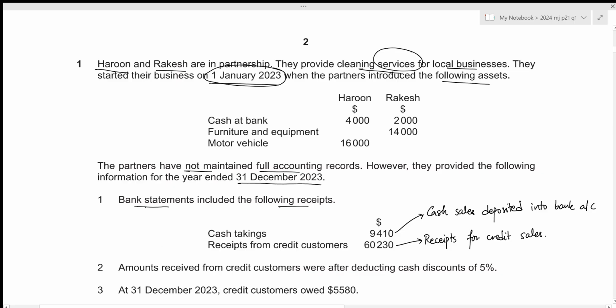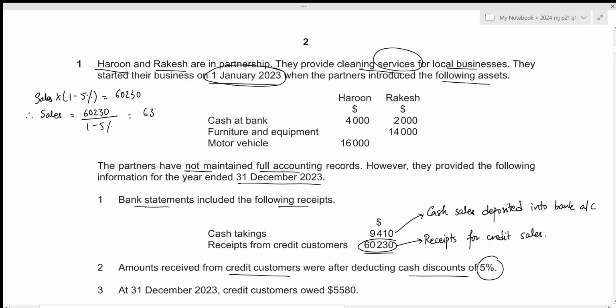All right. Now the amounts received from credit customers were after deducting cash discounts of 5%. So this amount is the amount after reducing a discount of 5%. So we can easily calculate the discount amount now. We can first calculate the initial total sales. So total sales after deducting a 5% cash discount will result in the amount of 60,230. So it just means that the total sales was 60,230 divided by 1 minus 5%. Which results in the amount of 63,400.